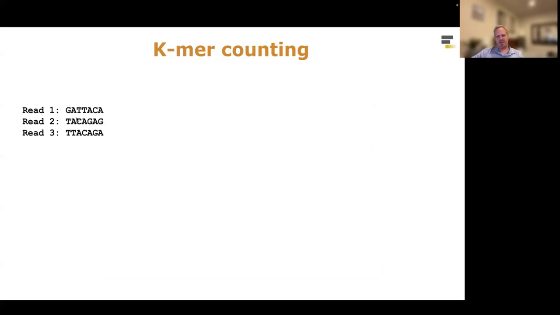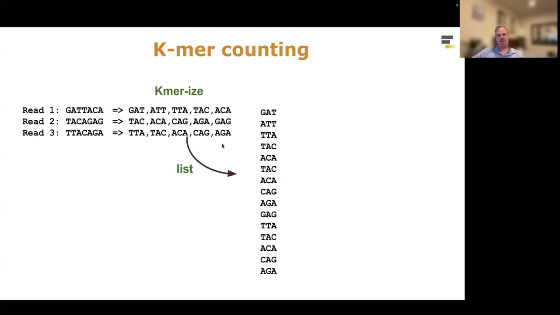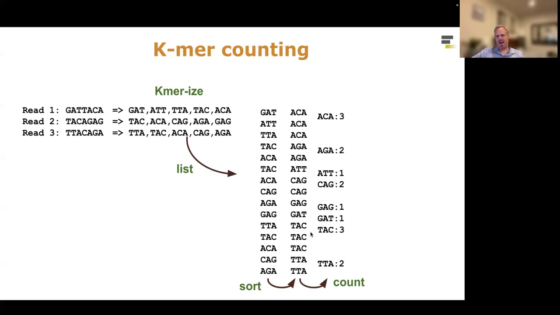So if we had a set of reads, and here are just very short 7 base pair reads, from those individual reads we can kmerize them, break them up into all their constituent kmers. We can list all the kmers across all the reads and put them into sorted order. Another important thing you can do is then count how often these different kmers occur. So ACA here occurs 3 times, AGA occurs twice, ATT occurs once. We can build up a profile about how many kmers occur different numbers of times. We can say, oh yes, there are 3 kmers that occur once, 3 kmers that occur twice, 2 kmers that occur 3 times.